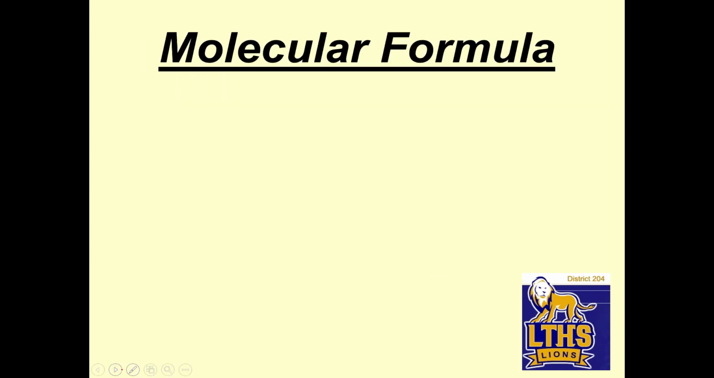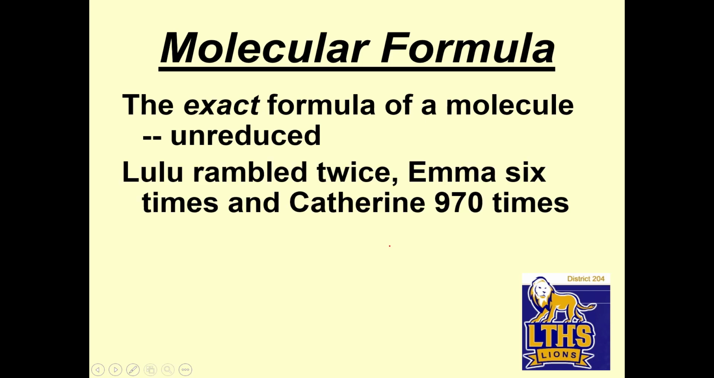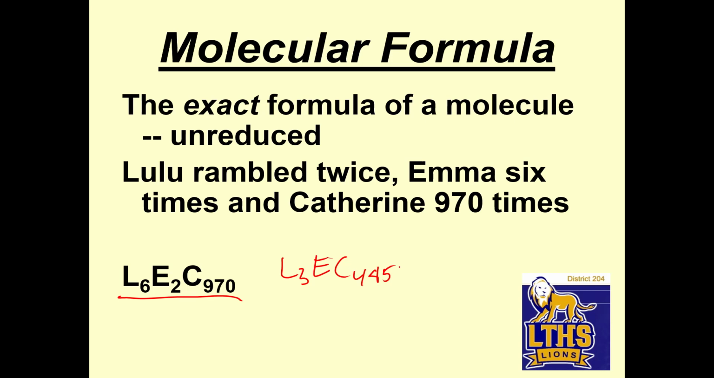Molecular formula. The exact formula of a molecule. It's unreduced. So Lulu rambled twice, Emma rambled 6 times, and Catherine rambled 970 times. That means my exact formula would be L6E2C970. Do you see how I could reduce this to L3E? Catherine is still at an amazing 485. If I reduced it, this would be the empirical formula because it's reduced. This is the molecular formula, the exact formula.